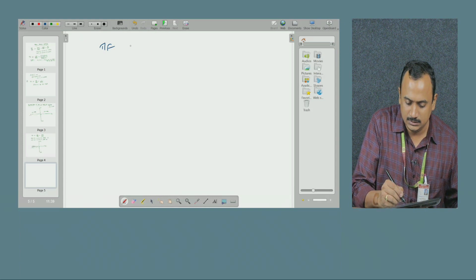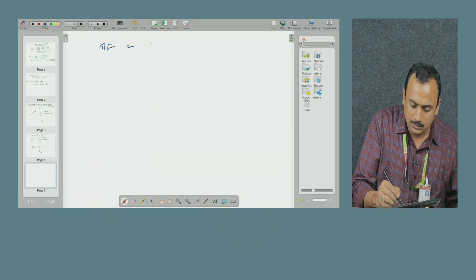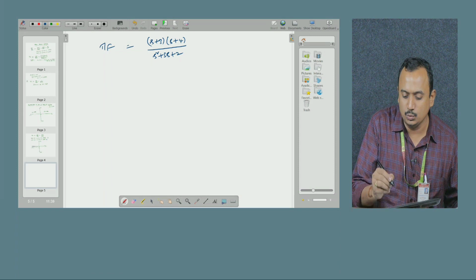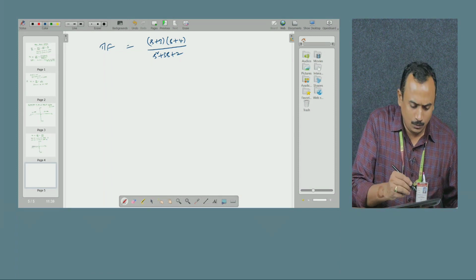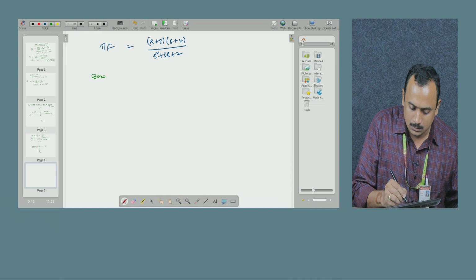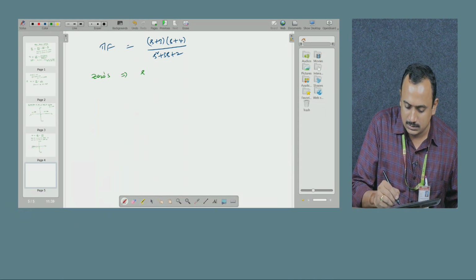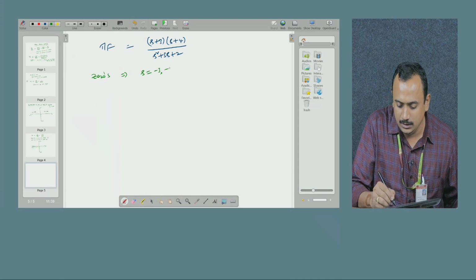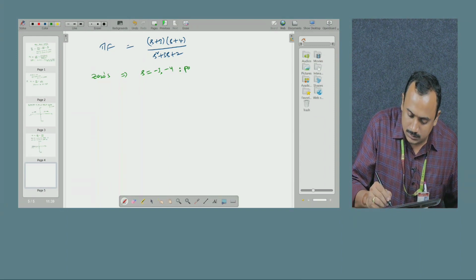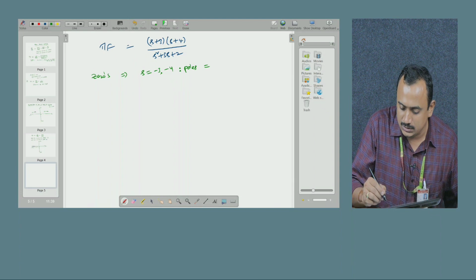Transfer function is the second example. Previously we have taken (s+3)(s+4) by s square plus 3s plus 2. What are the zeros? Zeros are s is equal to minus 3 and minus 4. What are the poles? Poles are minus 1, minus 2.